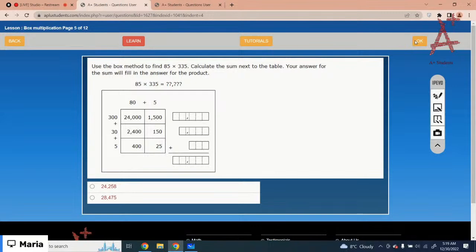So the sum is 24,000 plus 1500, it will be 25,500. And then you have 2,550, and then you have 425. So that would be 28,475. Got it? So second option is the correct one. Just select the correct option, then click on the OK button.